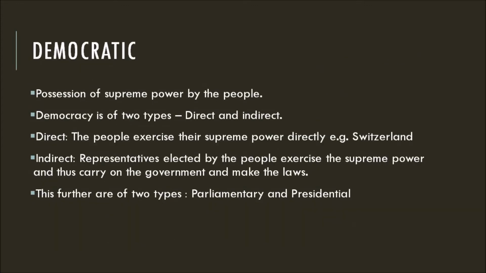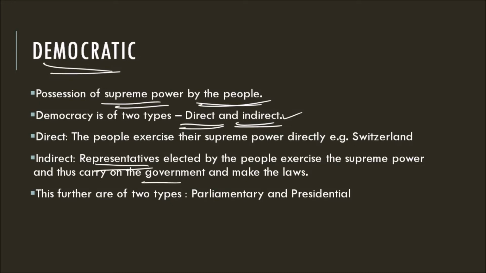The next term we're going to discuss is democratic. By democratic, we mean the position of supreme power is held by the people. Democracy can be divided into direct democracy or indirect democracy. First, let us understand what indirect democracy is. In indirect democracy, people of a country elect representatives on their behalf, and those representatives form a government and then make laws.